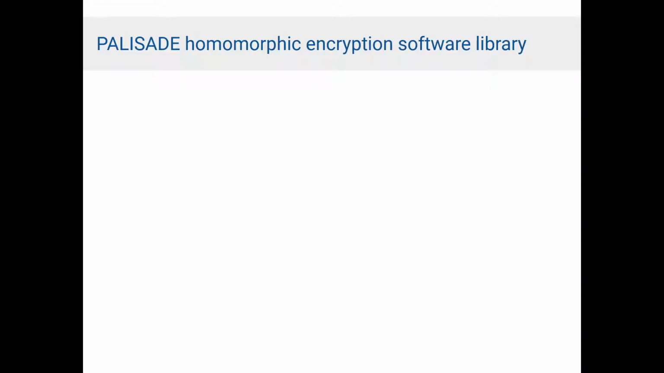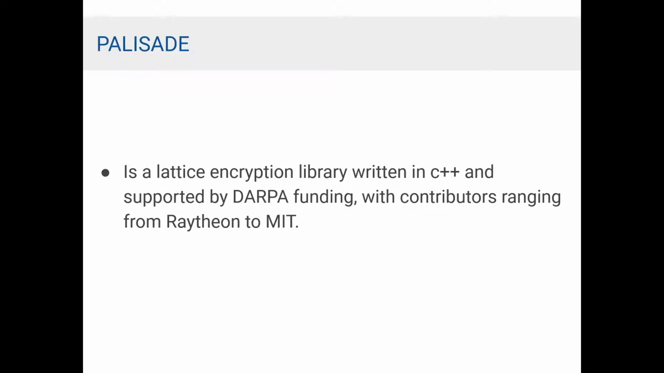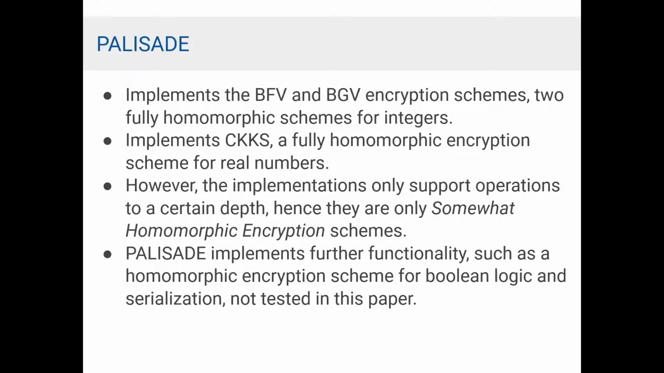So, what is Palisade? Palisade is a lattice encryption library written in C++, and it's supported by DARPA and developed by a consortium of universities, think tanks, and companies, including MIT and Raytheon. It implements the BFV and BGV schemes along with some subvariants thereof, which are fully homomorphic schemes for integers. Furthermore, it implements CKKS, a fully homomorphic encryption scheme for real numbers. However, in the implementations, the user has to define which depths of operation he wants to be supported, and hence, since this cannot be infinite, they are actually only somewhat homomorphic encryption scheme implementations. Palisade also has some further functionality, but that is out of the scope of this paper.